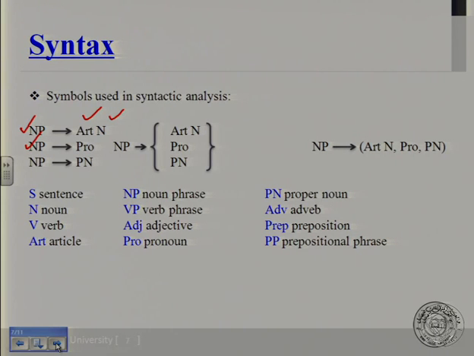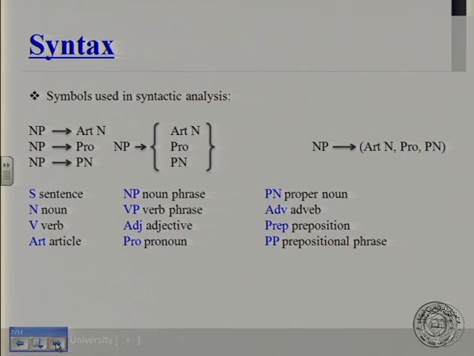The first one is an article with a noun. Number two is pronoun. And number three is proper noun. We will come to more details. Let us just repeat this in another way. Now, the noun phrase, as I said, could be in this form, article plus noun, or it could be a pronoun, or it could also be a PN, that is proper noun, a name.